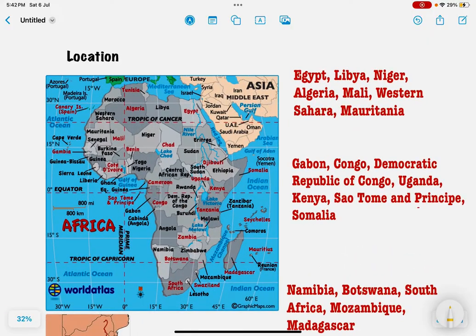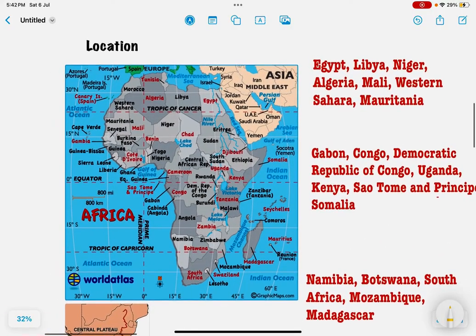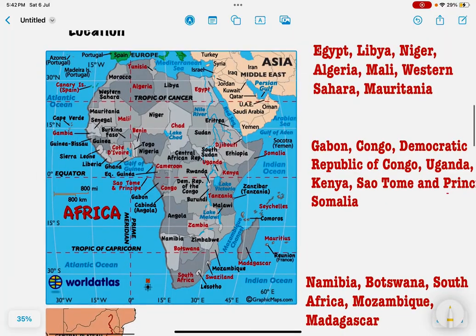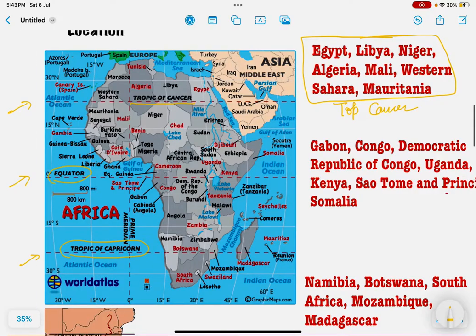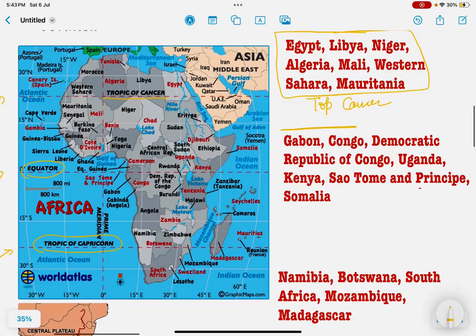As you can see, we will zoom a little bit. All three lines, the Tropic of Cancer, the Tropic of Capricorn, and the equator at 0 degrees, pass through Africa. So these are the countries on the Tropic of Cancer.